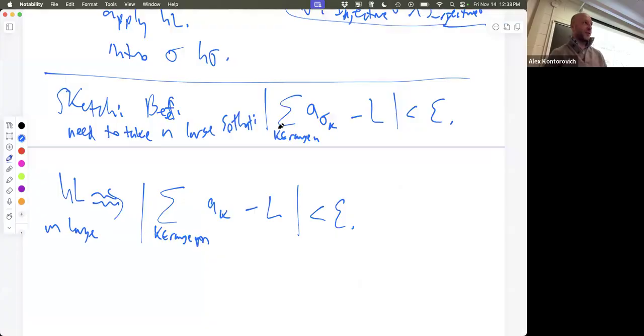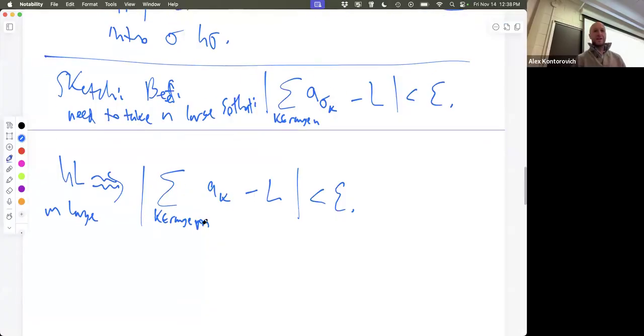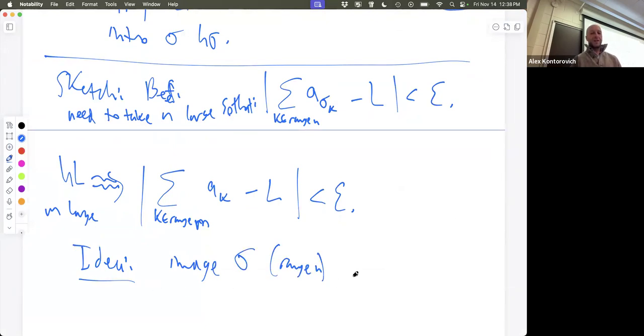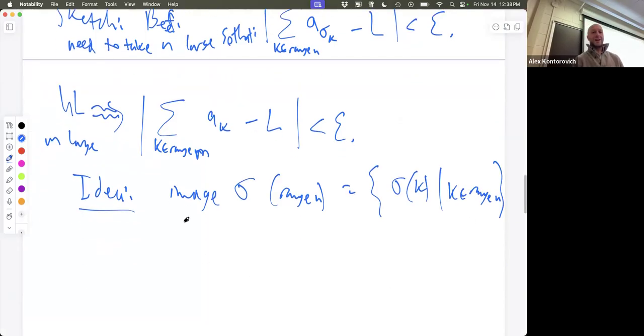So let's follow your nose. You're exactly right. The idea is that the image, do you know what I mean by the image? The image of sigma on range N, in other words, take the set of all values of sigma of K as K ranges in range N. Okay, so the idea is that this will contain range M.